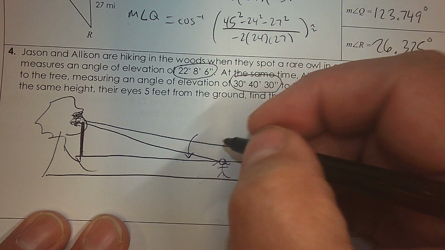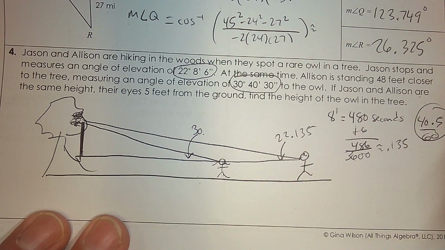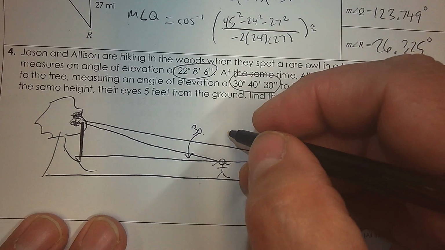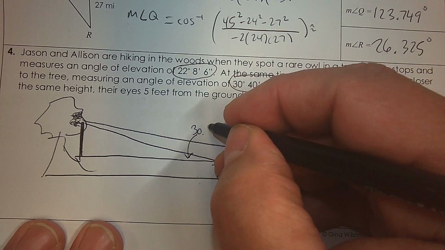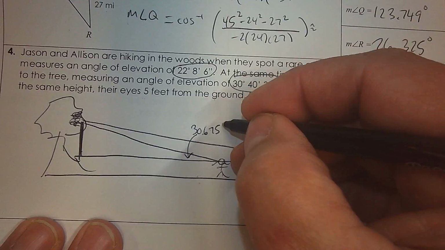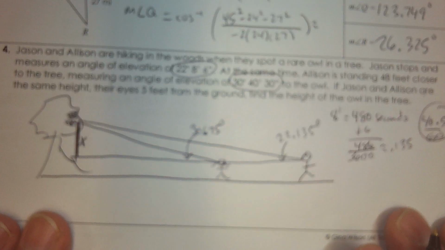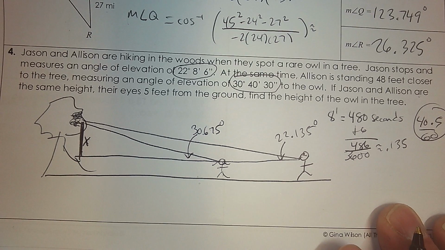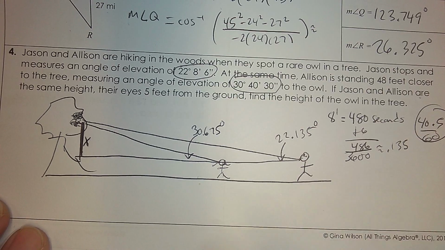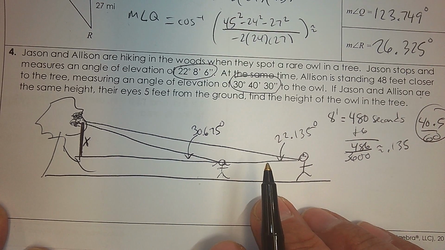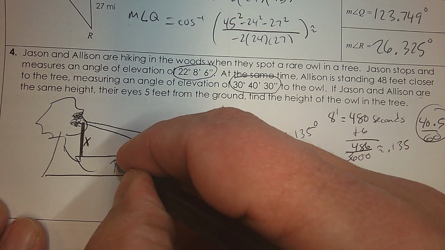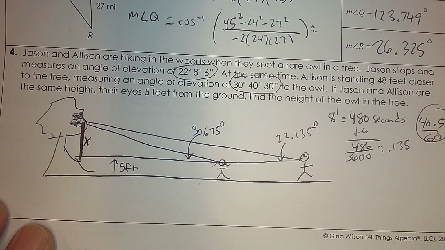All right, so it's 30.675. Our goal is to find this. I'm going to label it X, which is find the height of the owl in the tree, right? That's my goal. That height right there. And to that one I have to add 5, right, to it? Because this right here is 5 feet. So whatever I do, I'm going to add 5 feet to whatever that answer is.